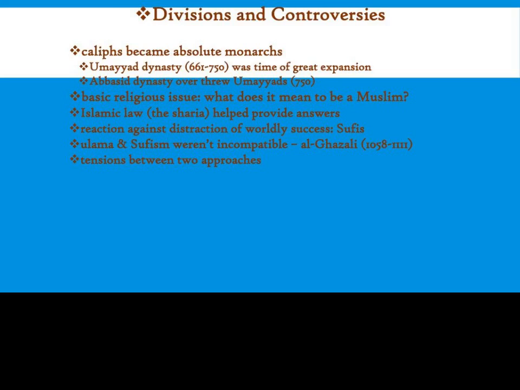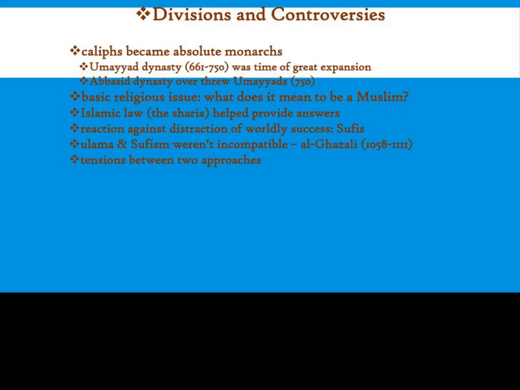But this remains the basic religious issue. What does it mean to be a Muslim? Islamic law, known as the Sharia, helped answer that question. And thus there was a reaction against the distraction of worldly success, and they became known as the Sufis. They were mystics who didn't believe that it was necessary to follow the letter of the law, and rather through meditation or ritual, one could have a close spiritual contact with the divine. And Sufis often describe their relationship with the divine as a form of intoxication or overwhelming love.